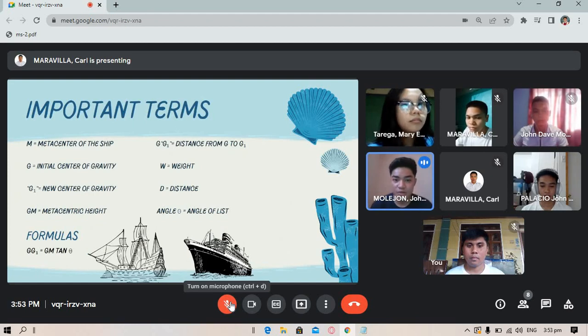Thank you. So the important terms, the first is the metacenter of the ship. The metacenter of the ship is the vertical point at which an imaginary vertical line traveling through the center of buoyancy and gravity crosses the imaginary vertical line running through a center of buoyancy, generated when the body or ship is displaced or tilted in the water.